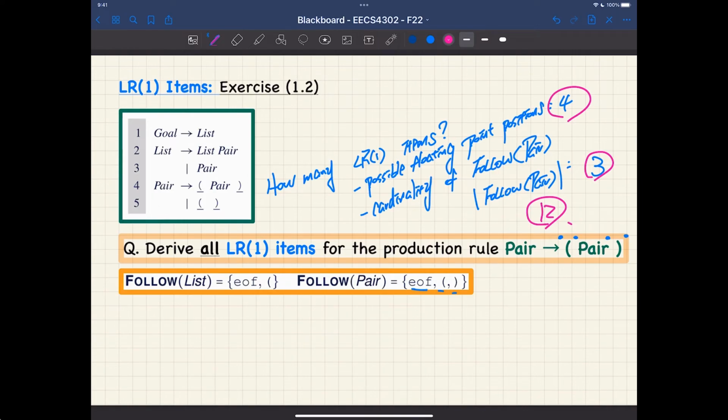Let's enumerate them all. That'll be the last thing we do, and then I'll give you an exercise. All right? Let's take a look. Why don't we start with the initial one?